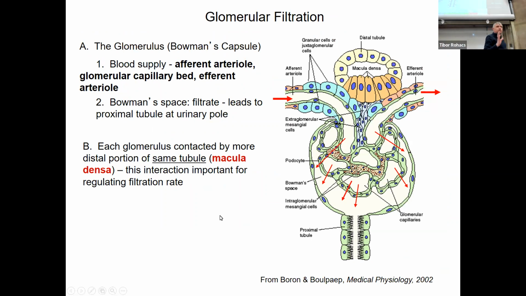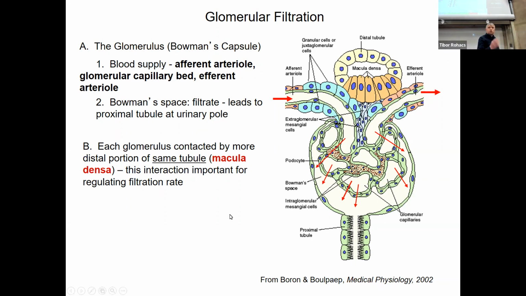So the next slide shows essentially the same thing. It's a cross section. Again, you can see that the blood goes into the glomerular capillary system through the afferent arteriole. It divides into capillaries, and from these capillaries, it will be basically filtered into the Bowman capsule, from where it goes to the tubular system. And the blood leaves the glomerular capillary system through the efferent arteriole.